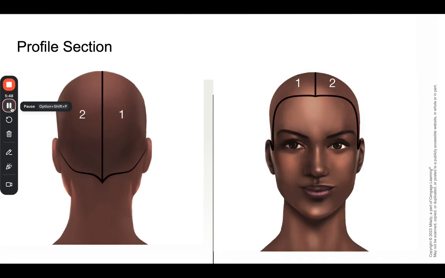A profile section, which is a center forehead to center nape, divides the head into two sections, left and right profile, and facilitates subsectioning.